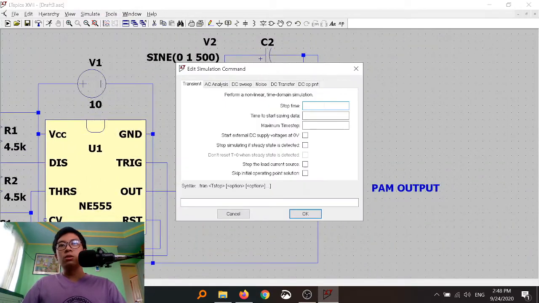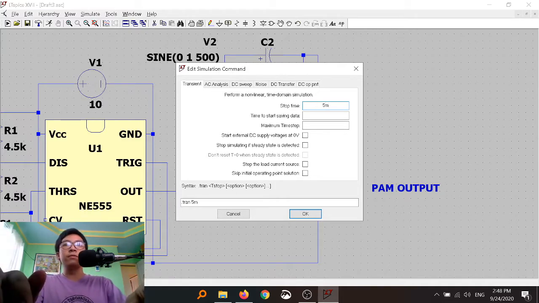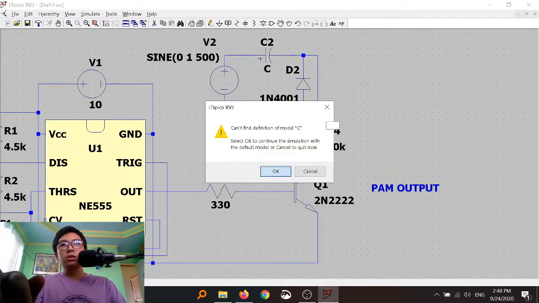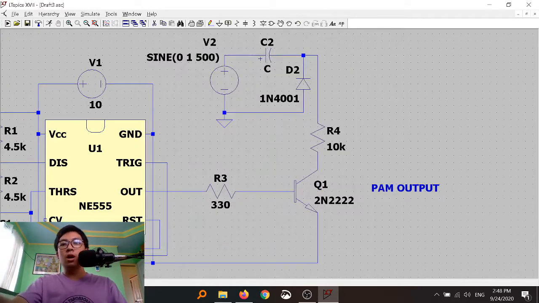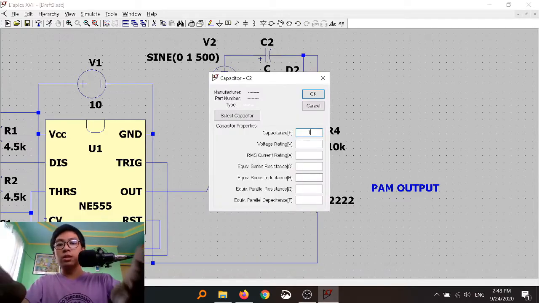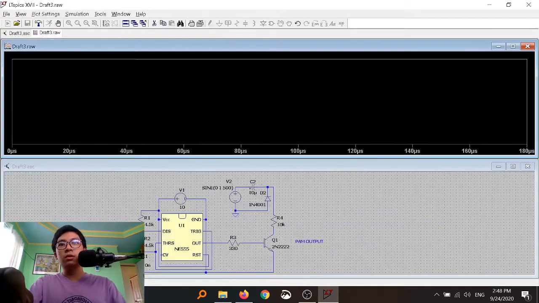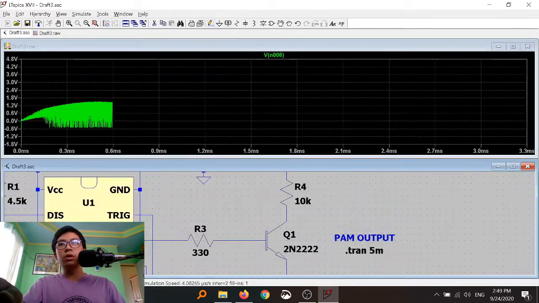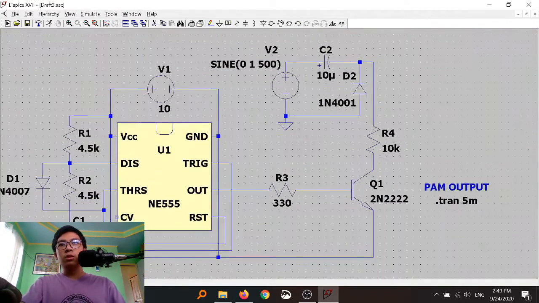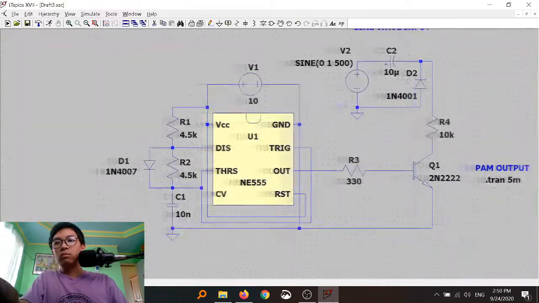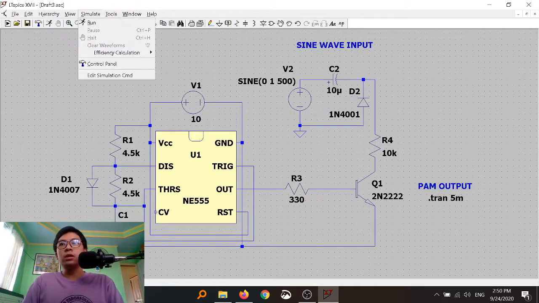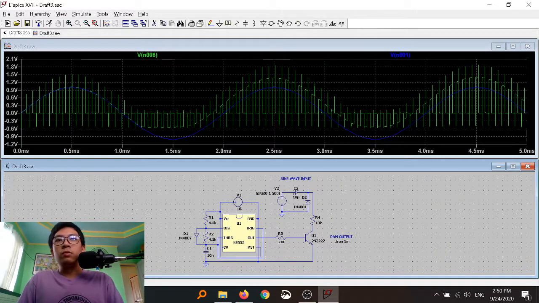So let's see, we can have a stop time at 5 milliseconds. Oh, okay, we haven't set yet the capacitor value for C at the top. So let's go ahead and set that to 10 microfarads. And let us run that. Here we have our output. So let me just fix some things first. So now I think it is fixed. So let's run it again. So here we have our analog wave, and here is our resultant digital wave.